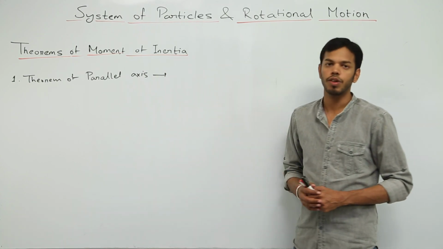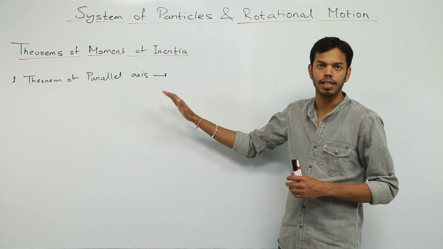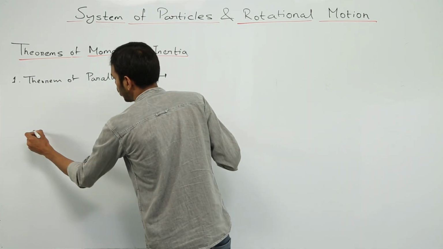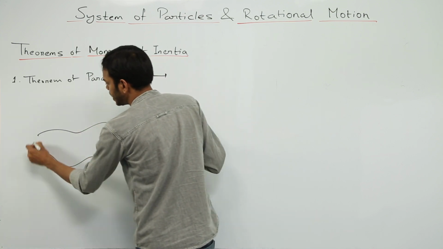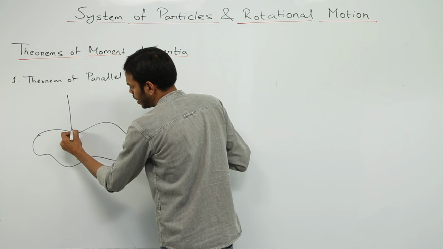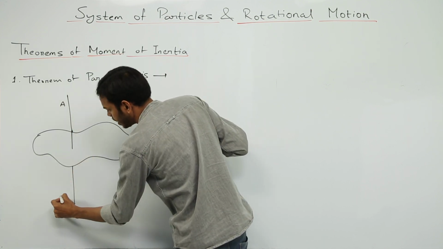Moving on to theorems of moment of inertia, we have to deal with two theorems. One is the theorem of parallel axis, another one is the theorem of perpendicular axis. Let's talk about the theorem of parallel axis. This states that, consider we have a rigid body which is rotating about this axis. Let the axis be AB.